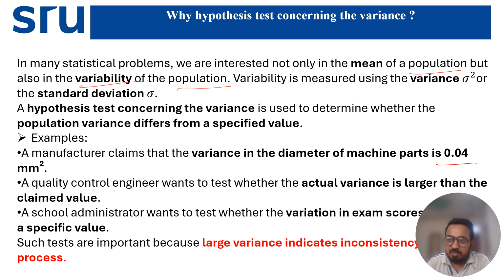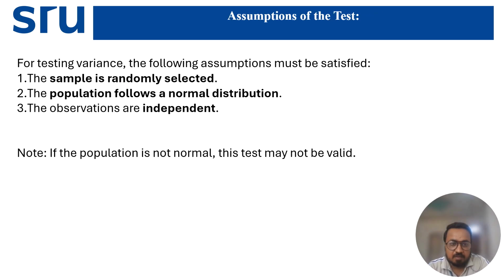Now we will discuss the assumptions for the hypothesis testing. For testing variance, the following assumptions must be satisfied. The first is that the sample is randomly selected. The population follows a normal distribution and the observations should be independent. If the population is not normal, then the test may not be valid.